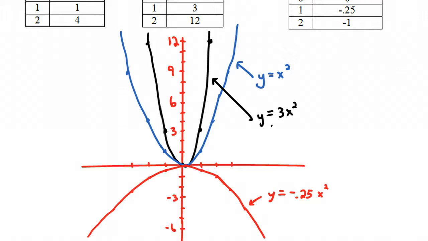Now, what happens if the coefficient is negative? Okay, like negative 0.25 x squared, negative 1/4 x squared. Well, the fact that it's 1/4 means it's going to open more widely than x squared, but the fact it's negative means it's going to open downward. Okay, it's really flipped across the x-axis.